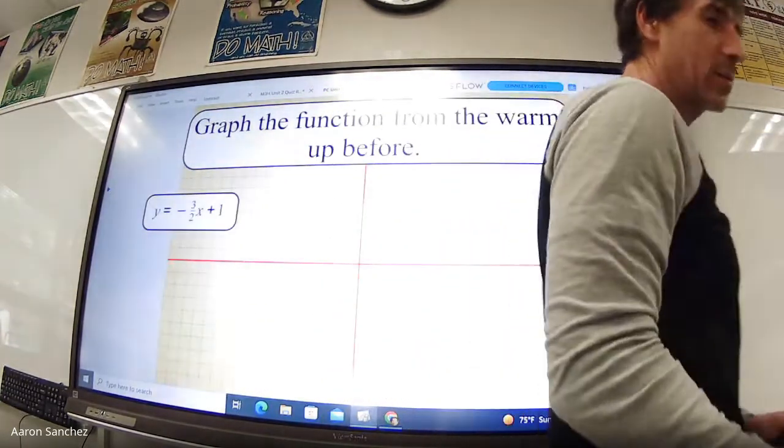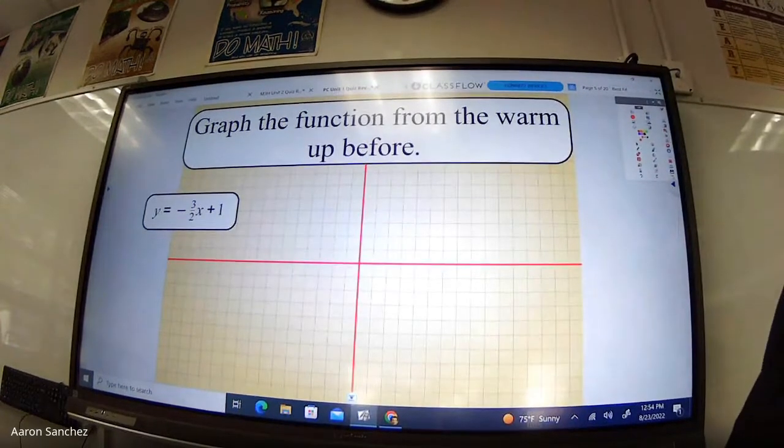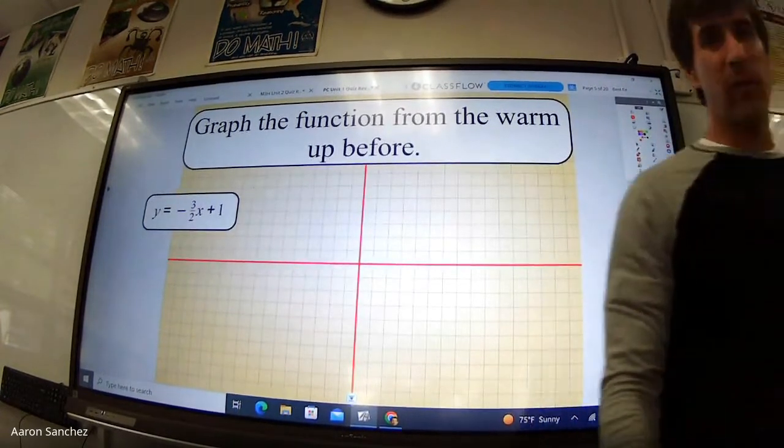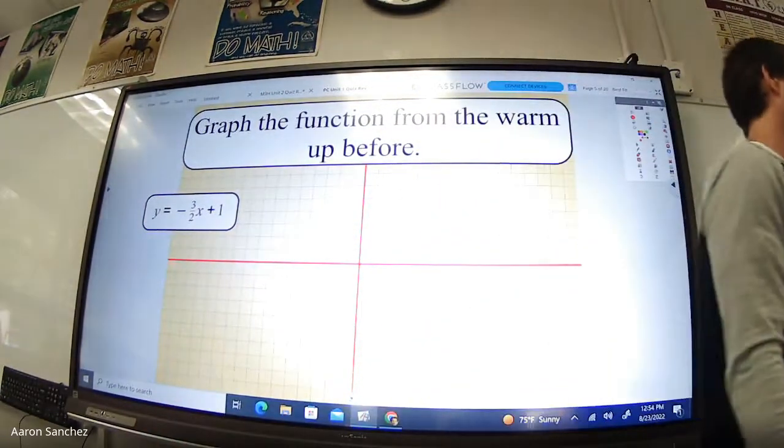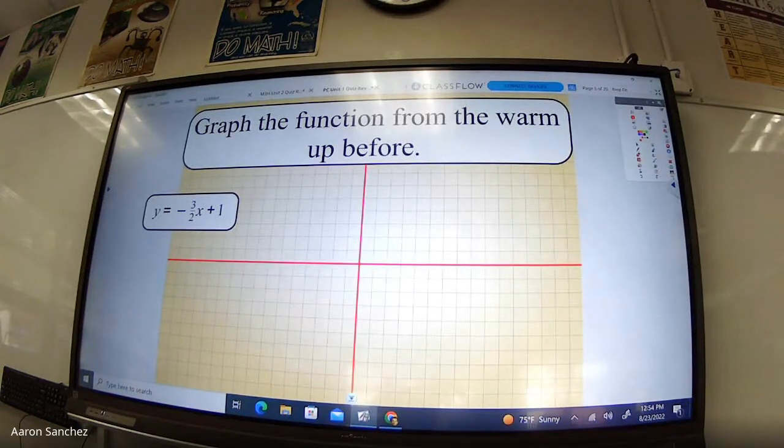Y equals negative 3 over 2x plus 1. I will check your work. Okay, anyway. Hey, make sure, what do you guys know about the slope? Negative, right? Negative slope goes down. Make sure you use a straight edge also. That's why, guys, you use a straight edge for the graph.